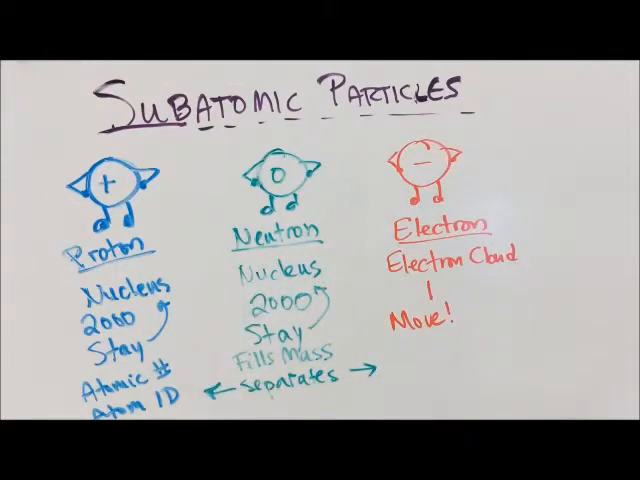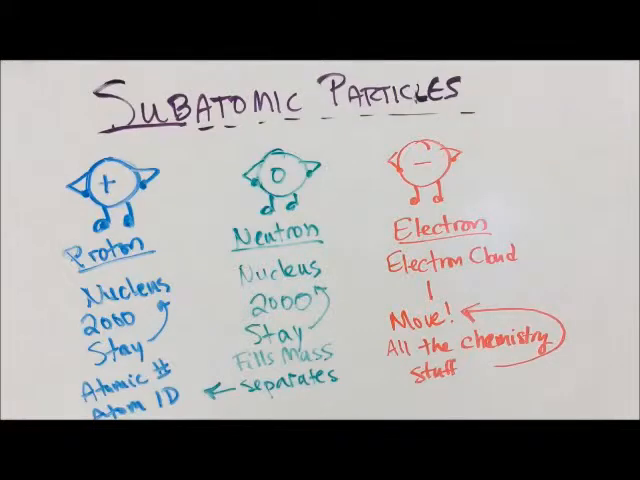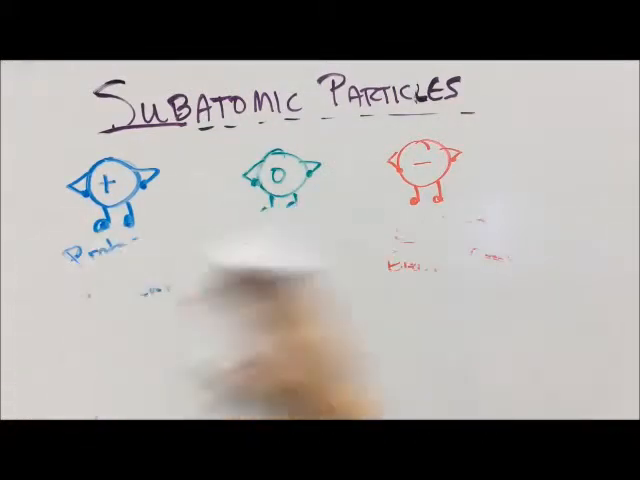Inside of the nucleus, we have the neutron, and that fills up the nucleus. It also separates the protons from each other. Because you have too many positives together, they kind of blow the nucleus apart, so we need those neutrons to separate. And then the electrons give us all that cool chemistry because they move around. They don't just move around the atom, they move in and out of the atom as well.